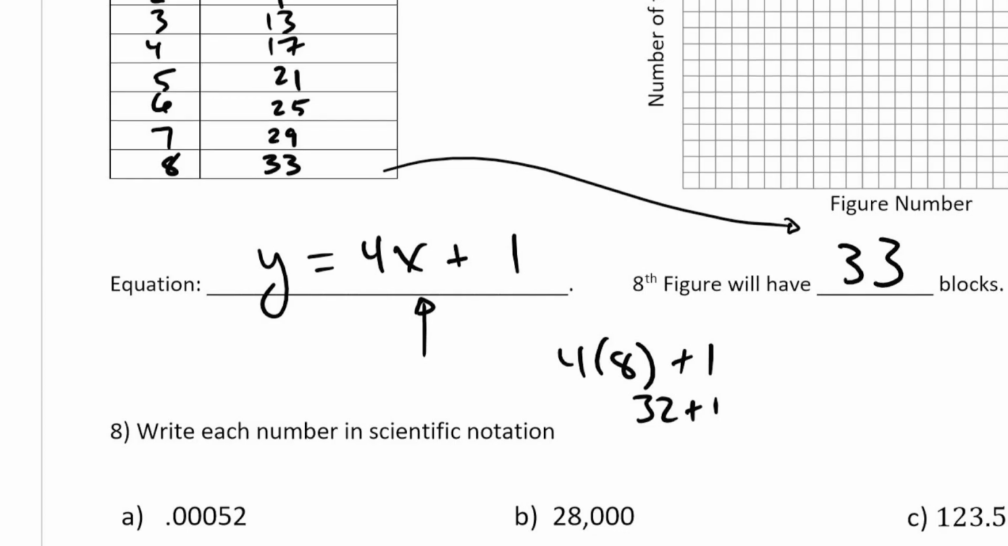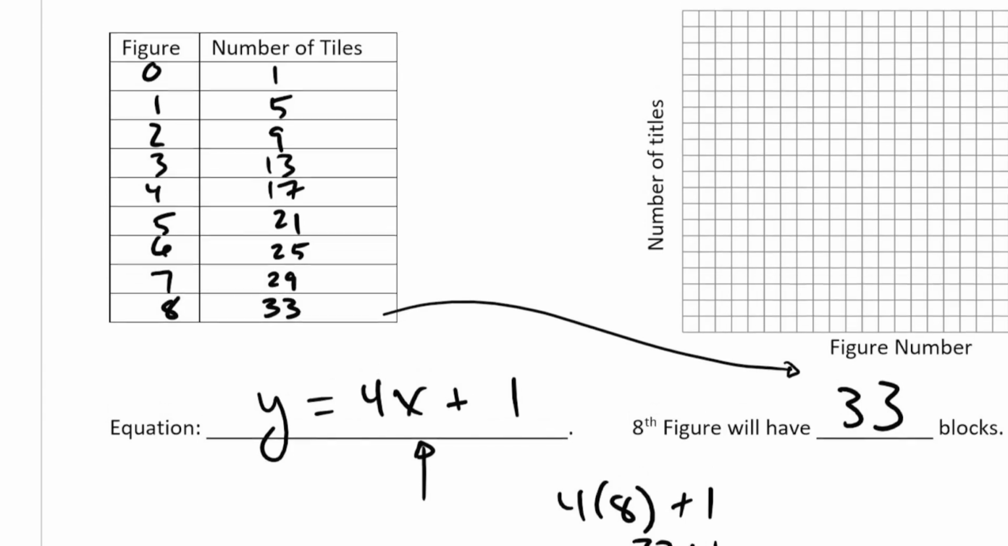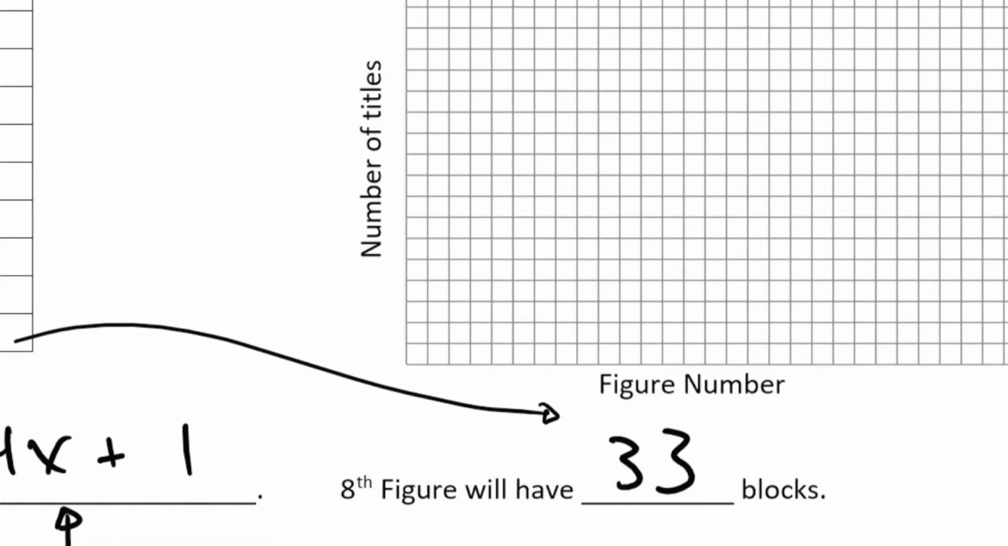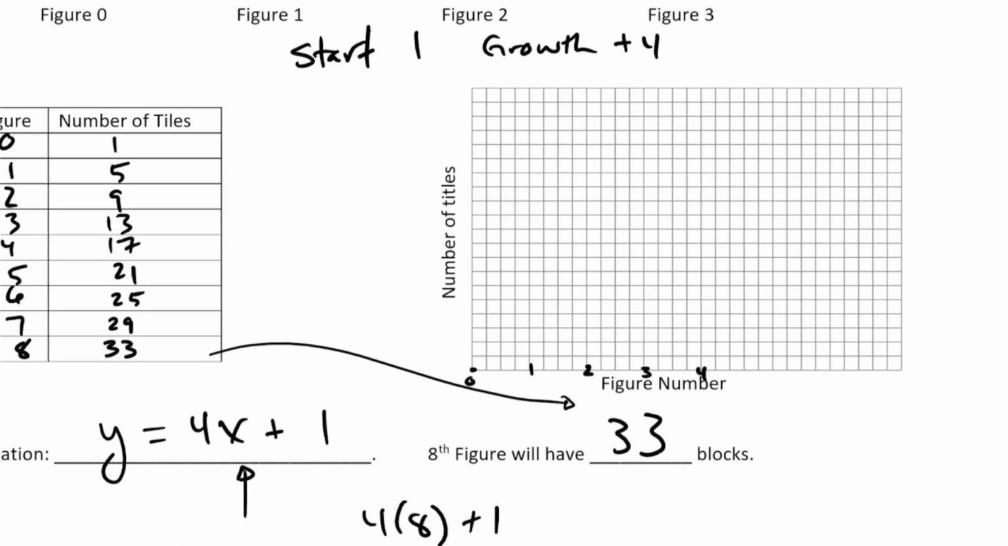And then the last one says to create a graph of it. This graph is scaled poorly. I don't like this. I'm going to say that this is 0. I'll say that this is figure 1, 2, 3. You did not have to space it out like that, but I'm just trying to use more of the graph. I start with just one tile, right?